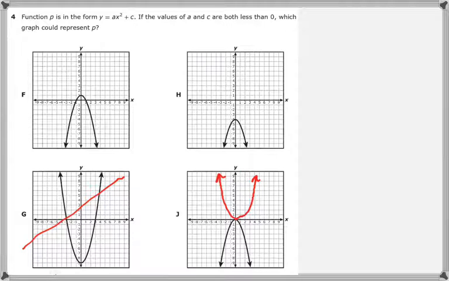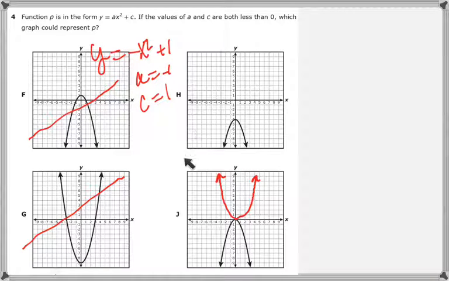And let's go ahead and look at answer choice F. When c is less than 0, that means it's going to be a vertical translation down c units. If you look here, here's the origin. This one has been a vertical translation up 1 unit, so that means c is positive. So its equation would look like y equals negative x squared plus 1. So our a equals negative 1, and our c equals positive 1. So this does not meet the criteria that requires both a and c to be less than 0. So we can go ahead and rule out answer choice F.